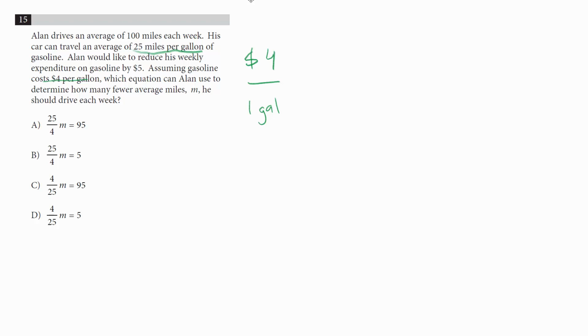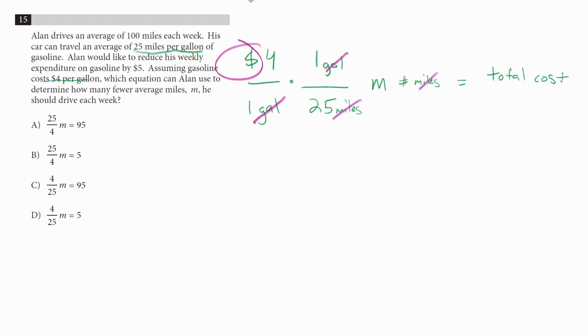So when we divide $4 per gallon by 25 miles per gallon, we can multiply by its reciprocal and get, for 1 gallon, he goes 25 miles. And if we multiply all of this by m number of miles, then that will give us the total cost. So if we look at the dimensions in this, gallons and gallons will cancel, miles and miles will cancel, and all we're left with is the number of dollars it costs for him.